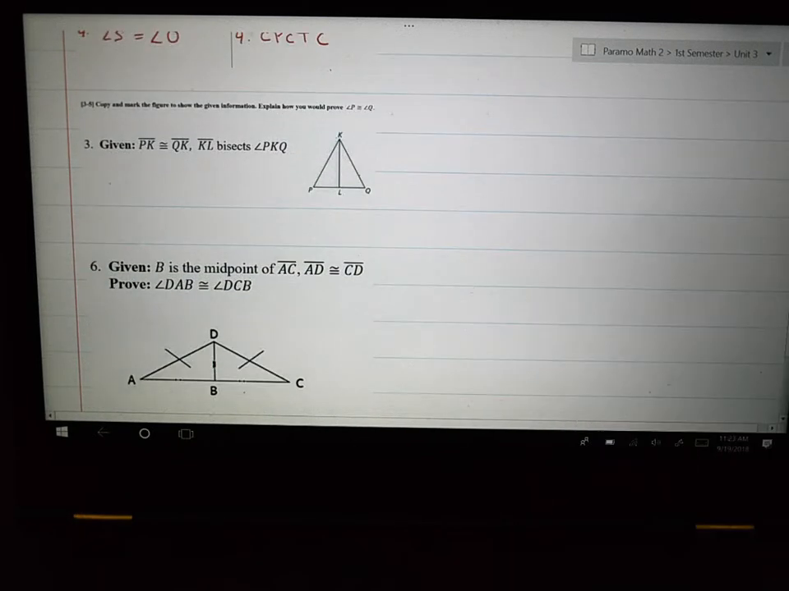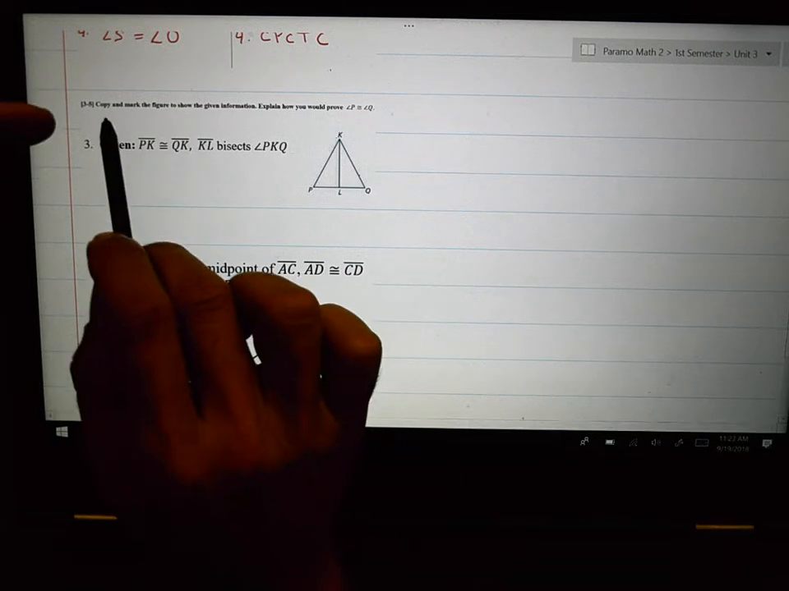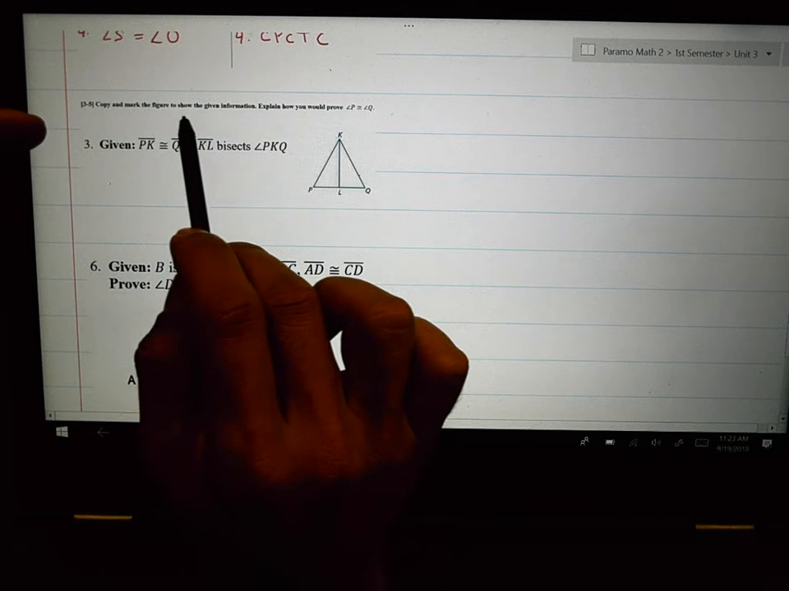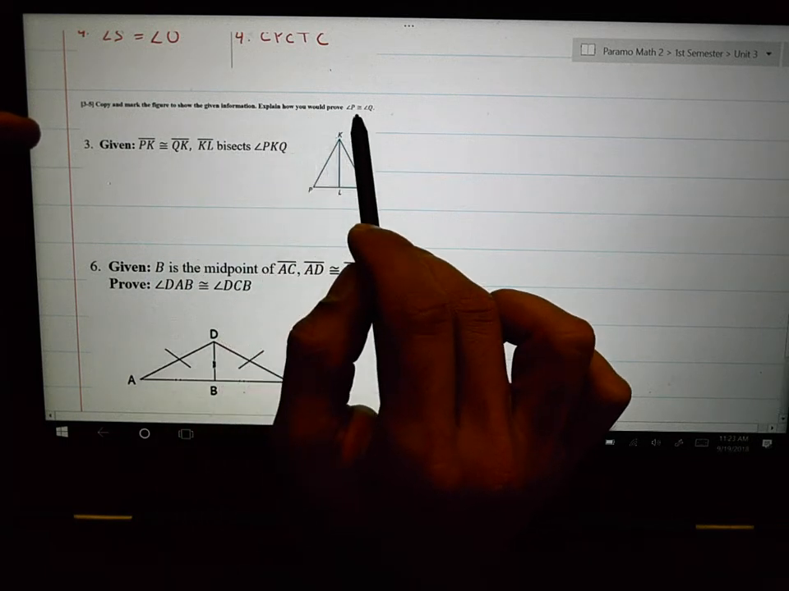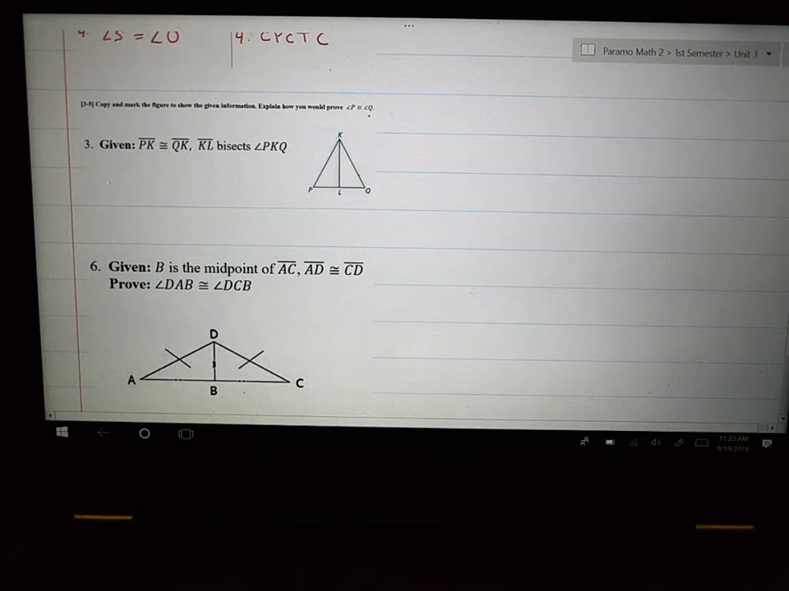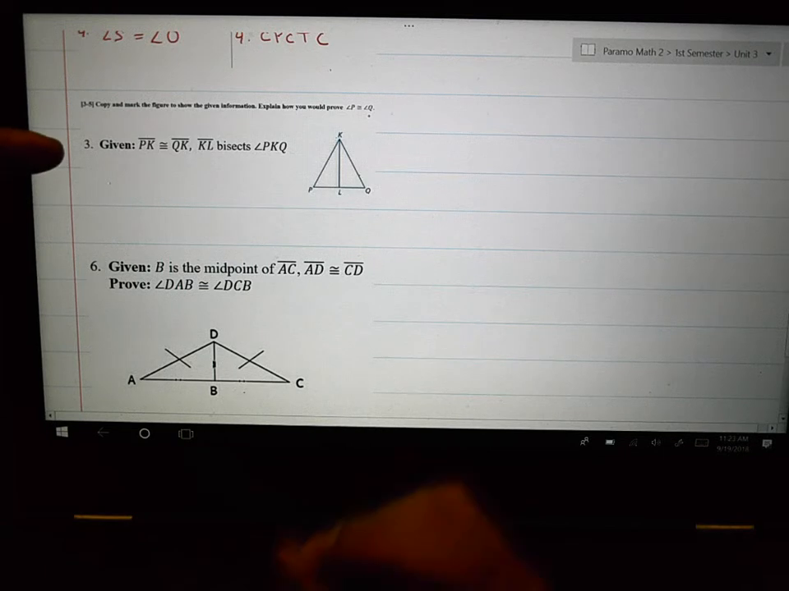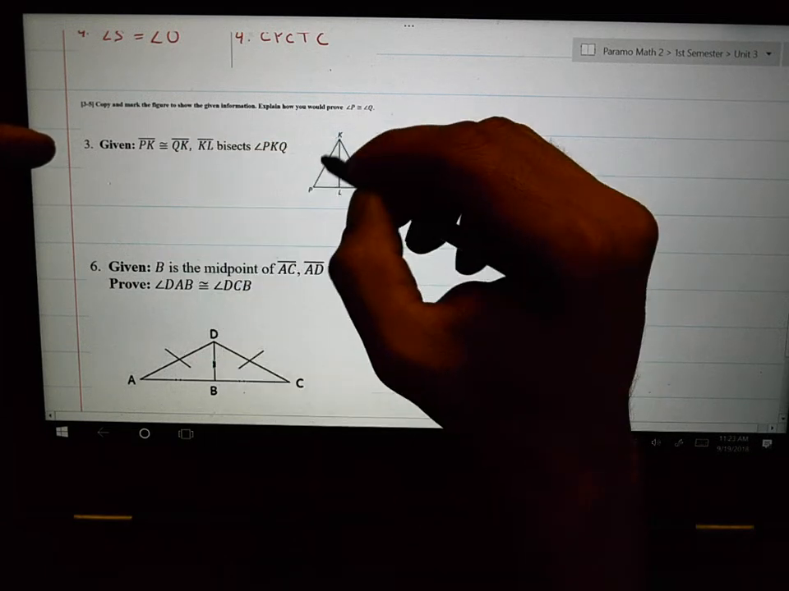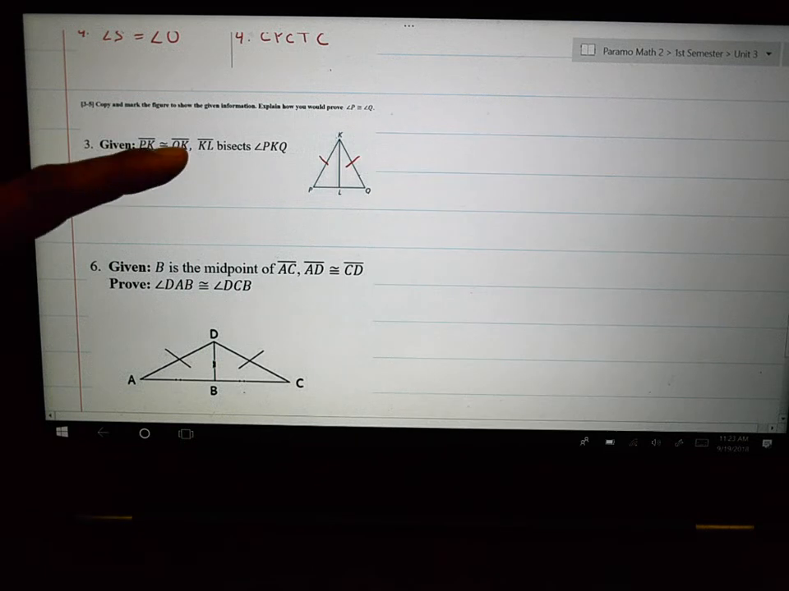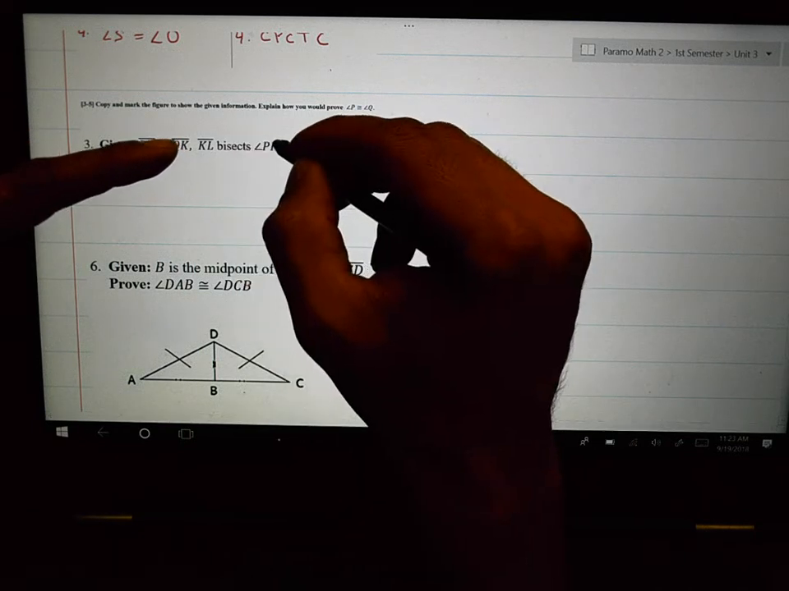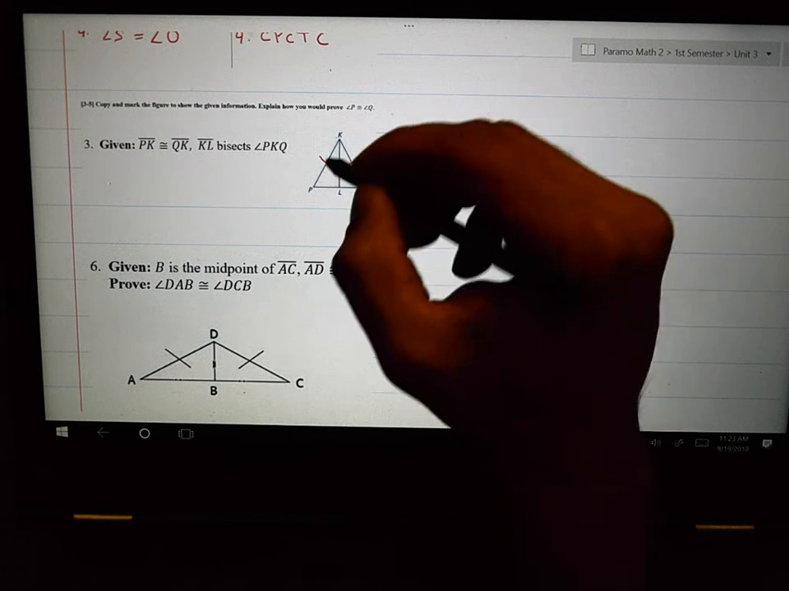I have a couple more examples. I chose number 3 for you because number 3 says, copy and mark the figure to show the given information. Explain how you'd prove angle P is congruent to angle Q. It gives you that PK is congruent to QK. It gives you that KL bisects angle PKQ. Here's PKQ.